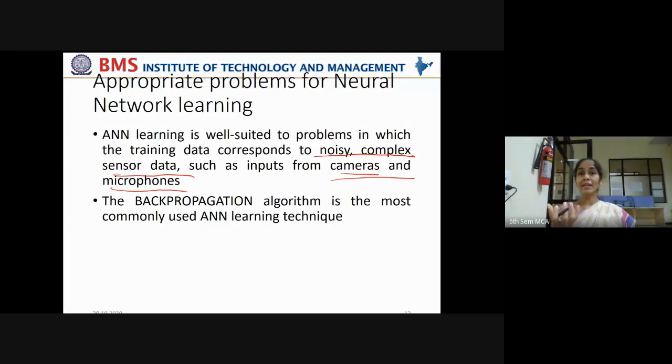Because it can deal with complexity. It can deal with the volume of the data you are feeding into it. The larger the volume of data you feed for learning, the better your prediction through artificial neural networks. You remember that. The more data you provide to your ANN, the better the prediction. Now the backpropagation algorithm is the most commonly used ANN learning technique that we are going to see in later parts of this chapter.